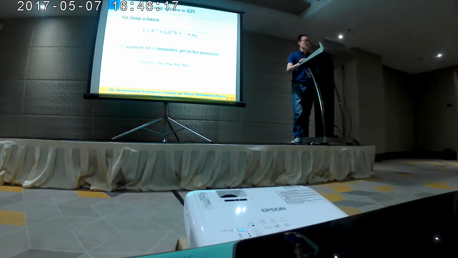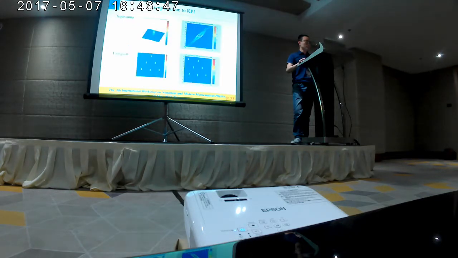Also, in the same way, we can get the 6-lump solution with a 12-degree polynomial, and this yields 276 equations for 90 parameters. With the 276 equations, we get 6 free parameters. And this is a 6-lump solution. When all the free parameters are equal to 0, we call this the triple lump. As we can see, we have 3 humps.